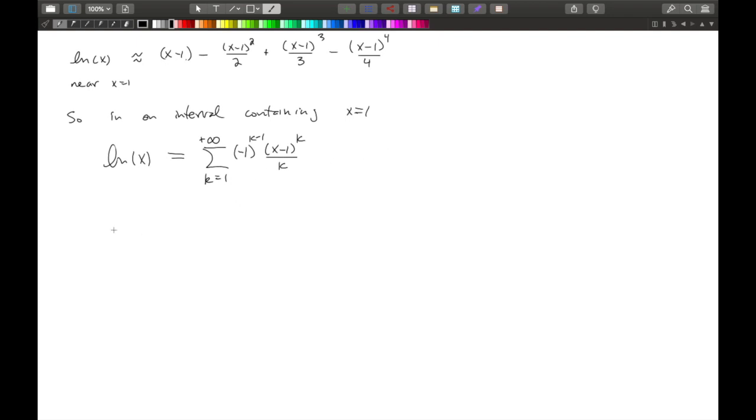The question is, what is this interval? To answer that question, we use the ratio test. This interval is called the interval of convergence. To find the interval of convergence, we use the ratio test.